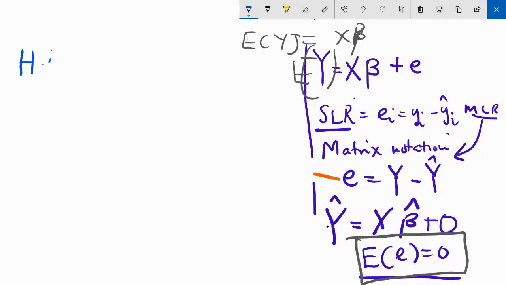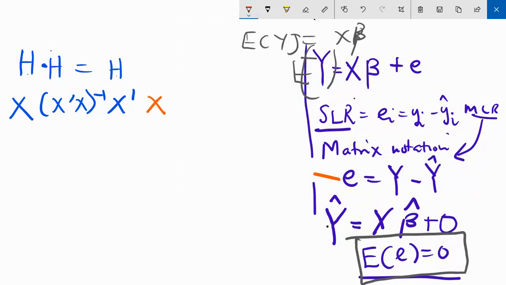H by H is equal to H. Let's prove it. We're saying H is idempotent because when you multiply H with itself, you get H. So the first H is given by what? X inverse X prime. And the next one is X. You can put brackets if you want. Inverse X prime. Oh, there's an equal sign there.